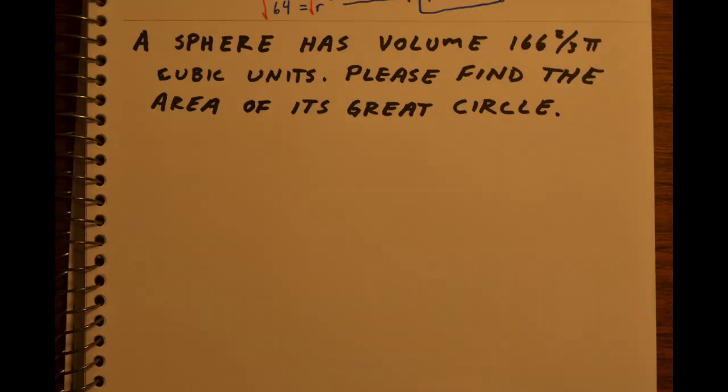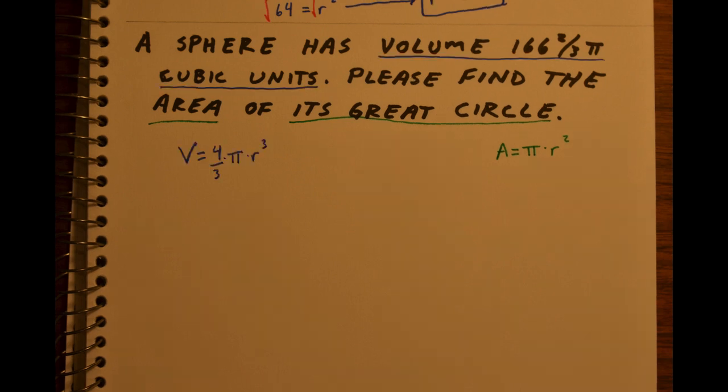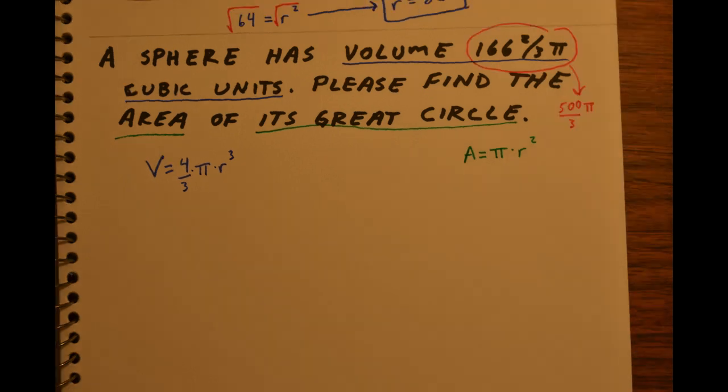All right, one final example. We have a sphere with a given volume, and we want to find the area of its great circle. Now, area of a great circle, that's just the regular pi r squared. That's a two-dimensional surface area. And we are given the volume. So volume is 4/3 pi r cubed. So the connection between the blue and the green there is the radius. So we know the volume.